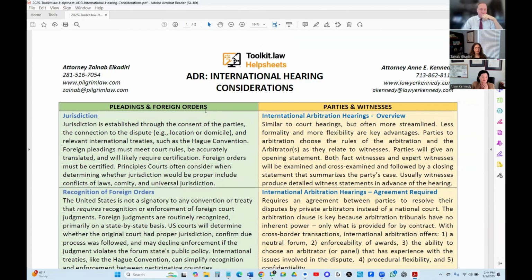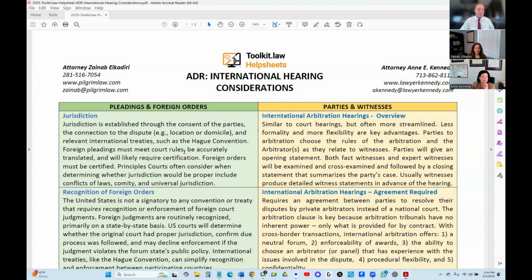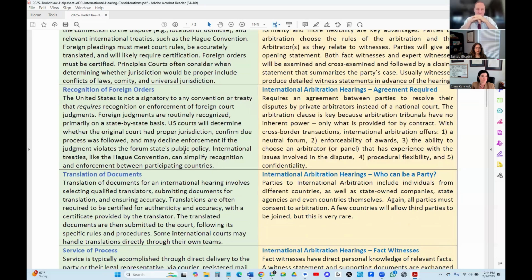Foreign pleadings must meet court rules, be accurately translated, and will likely require certification. Foreign orders must be certified. Principles courts often consider when determining whether jurisdiction would be proper include conflicts of law, comity, and the universal jurisdiction rules. Recognition of foreign orders.